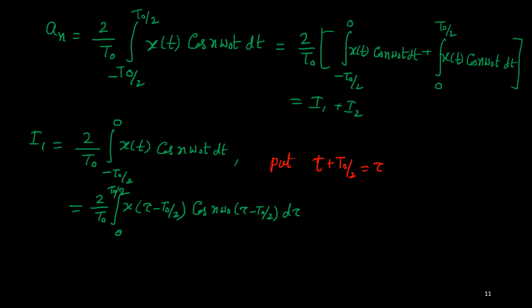Now what I'll do, it is 2 upon T naught, this integration 0 to T naught by 2. Now this x of tau minus T naught by 2, by definition of half-wave odd symmetry, is becoming minus x of tau. Okay, and this one we can break. It is a cosine of n omega naught tau minus n omega naught T naught by 2, and omega naught T naught is 2 pi, 2 cancels out, so n pi. I write n pi. You understand that omega naught T naught by 2 is equal to pi, and it is d tau.